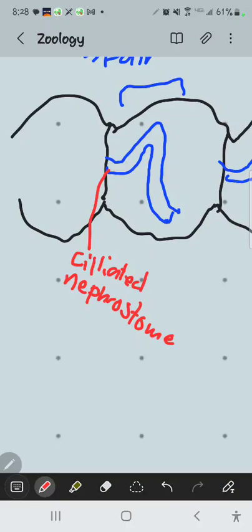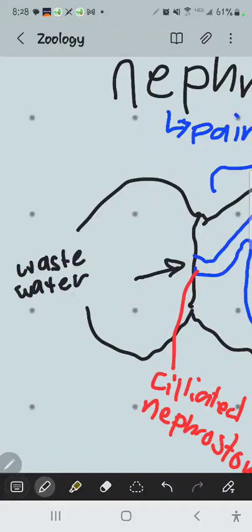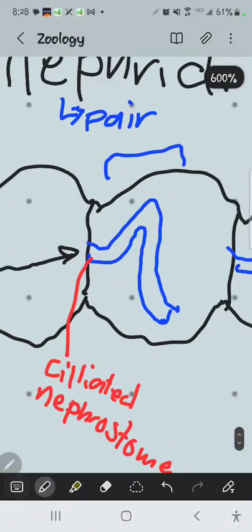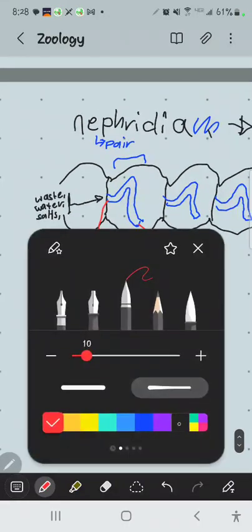The coelomic fluid, including the wastes, water, and salt ions, is drawn in. Wherever the organism lives, if it lives in a marine environment, they want to retain water and get rid of salts. If they live in a freshwater environment, they want to retain salts and get rid of water. If they live in a semi-terrestrial environment, they want to retain water and salts. So the general idea is that this is really flexible, really adaptable, and enables them to live in a wide variety of habitats.